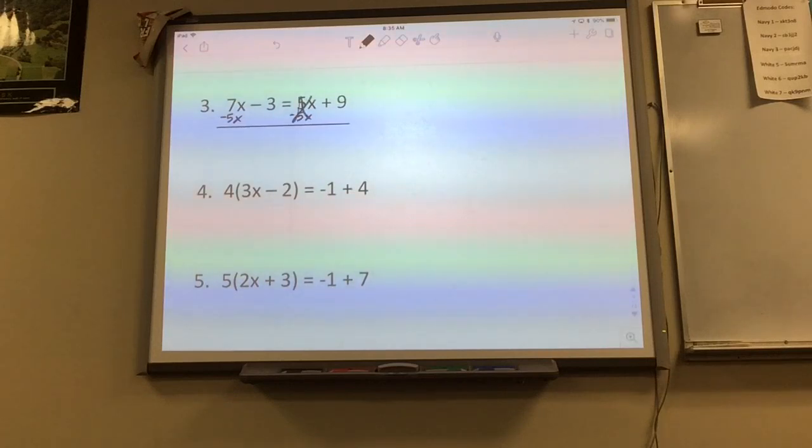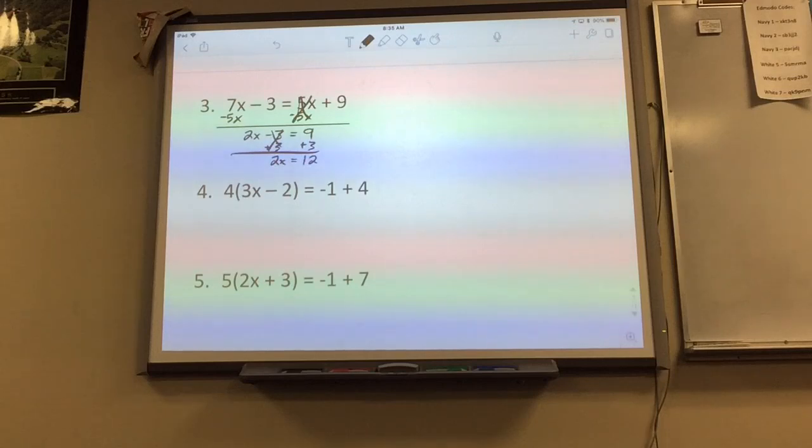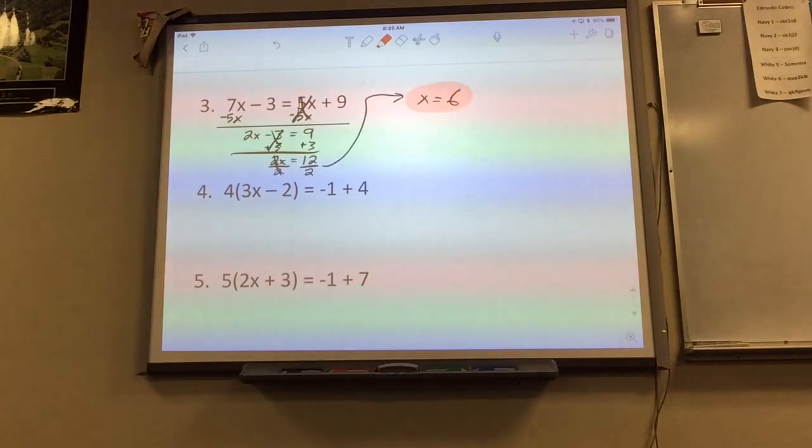Can we actually write that? The answer is 6. Nope. Equals 9. We're going to add 3 to both sides. 2x equals 12. Divide by 2 and divide by 2. X equals 6. Who's doing your eraser? Okay?